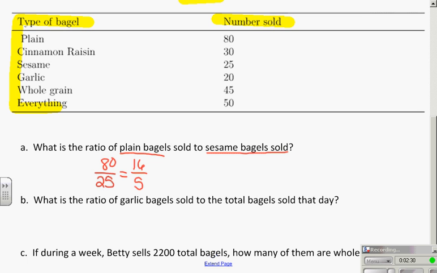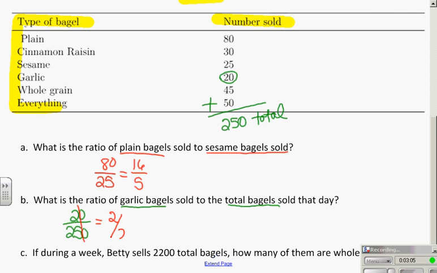Now our second question says, what is the ratio of garlic bagels to total bagels? Well, at first glance, there is no total given in our table. But if we add up all the different kinds sold, we can find the total is 250 bagels sold. Garlic bagels, 20. 20 over 250. Easiest way to reduce when you have zeros is they cancel. So 2 out of every 25 bagels sold was a garlic bagel.